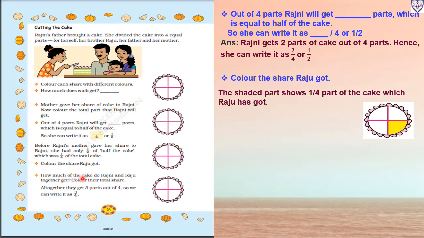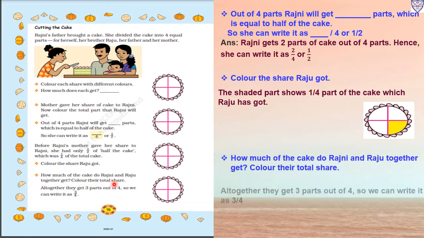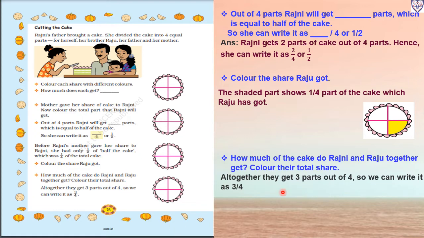How much of the cake do Rajni and Raju together get? Color their total shares. So how much will both get now? Altogether they get 3 parts out of 4. So we can write it as 3 upon 4. Already Rajni has half part of the cake, which means 2 parts, and Raju has 1 part of the cake, which means 1, 2, 3. So 3 parts out of 4. So in fraction we will write 3 upon 4.